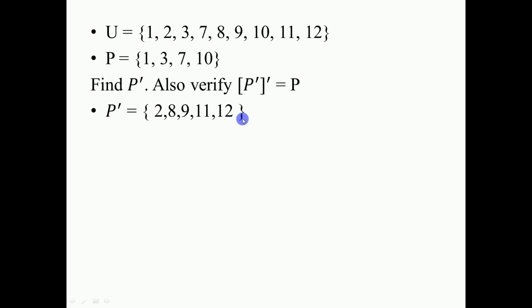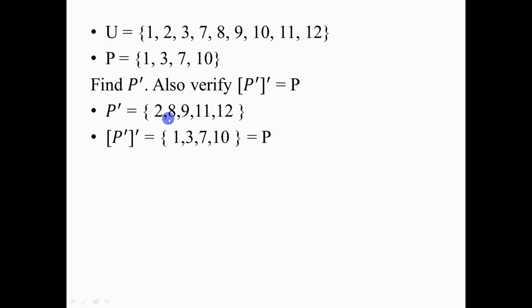Now we are done with the complement part. Now what do you have to do? It is very simple. Since we have found the complement, we will again take the complement of this set. Again we will follow the same method. To find the complement of this set, we will remove these elements from the universal set and we will see what we get.